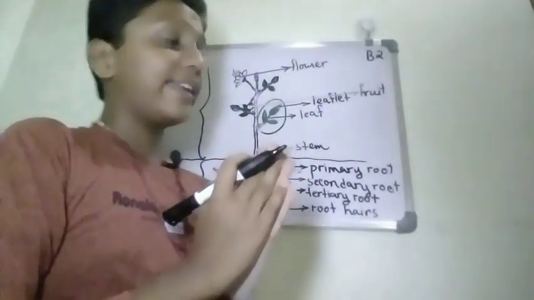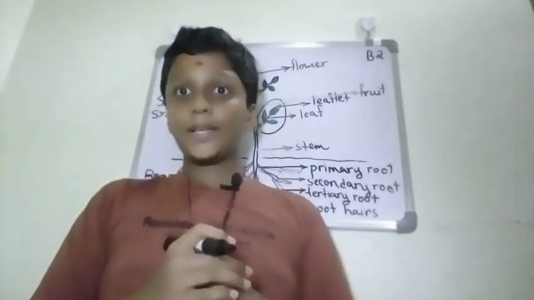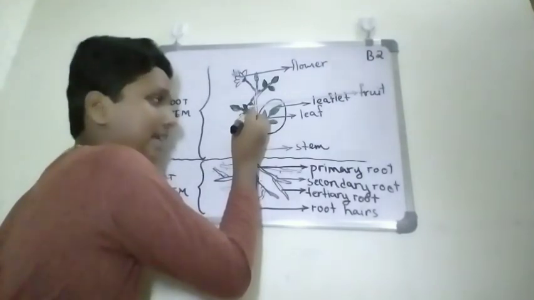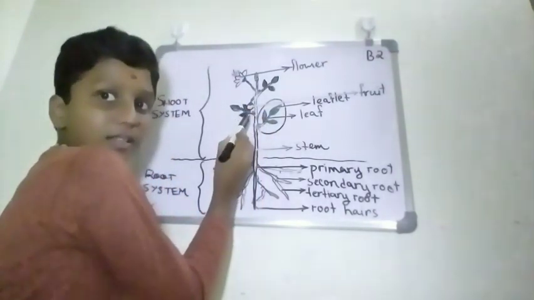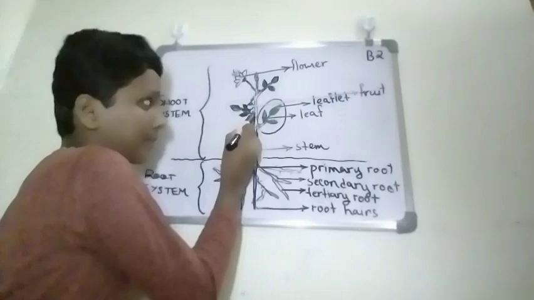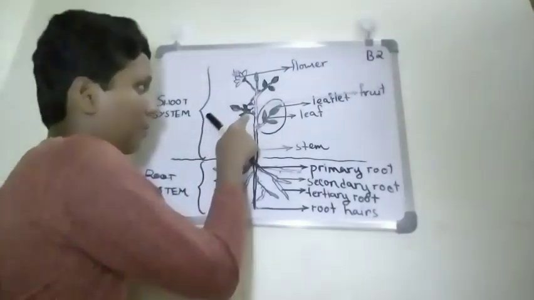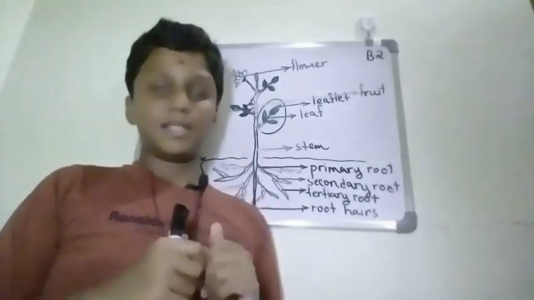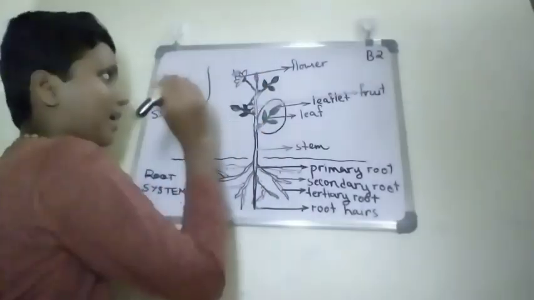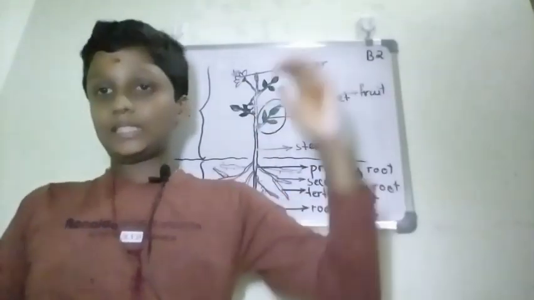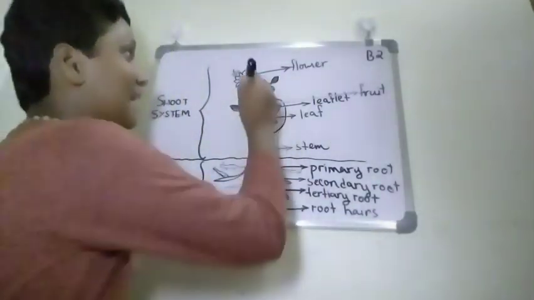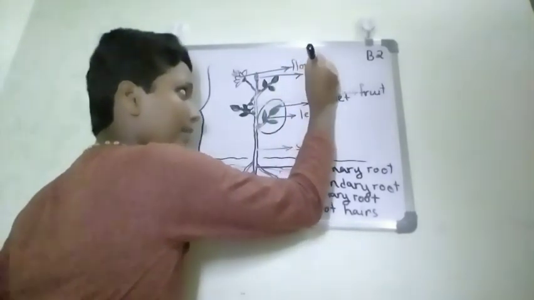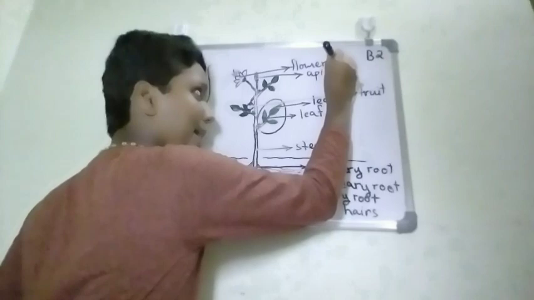Next, we have two types of buds. This is a bud and this is also a bud. Can you see? There is a small bud over here. So two types of buds are there in plants. First, the bud present at the end is called the apical bud. So this is an apical bud.